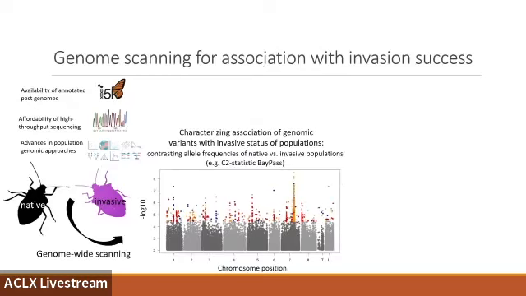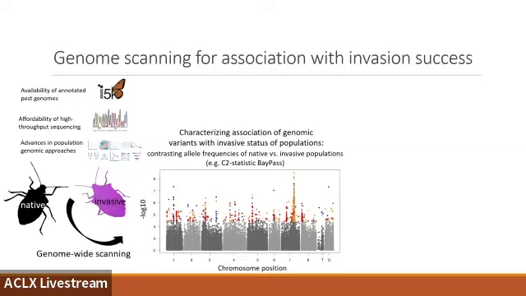For example, RAD sequencing data can be used in genome-wide scanning, as mentioned earlier, to detect shifts in allele frequencies between different populations. And specifically for invasive species, the historical status of populations, whether native or invasive, can be considered as a binary covariate in genome-wide scanning to characterize association of genomic variants with invasive status of populations. This approach has recently been introduced in the program BayPass. Louise also mentioned that in her talk.